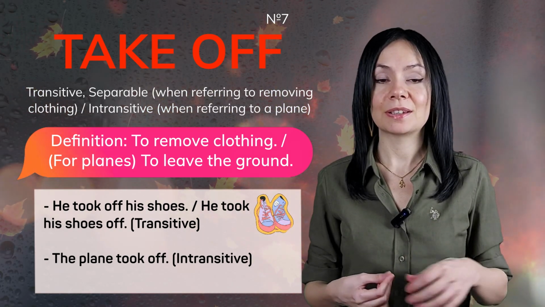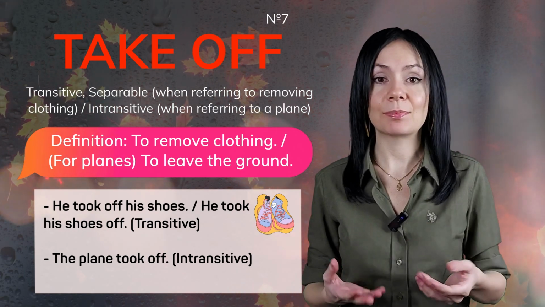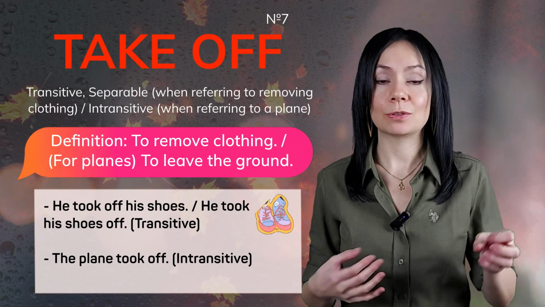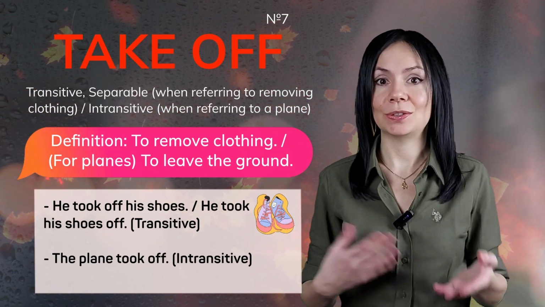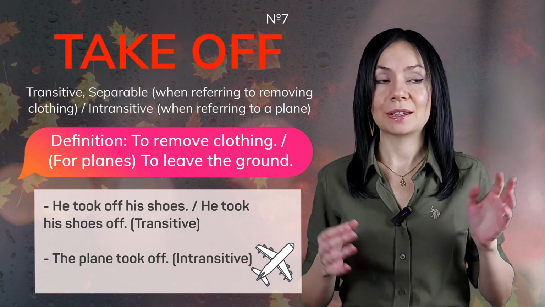An example is, he took off his shoes. Because the verb is separable, you can also put his shoes between took and off and say, he took his shoes off. The second meaning, the plane took off.